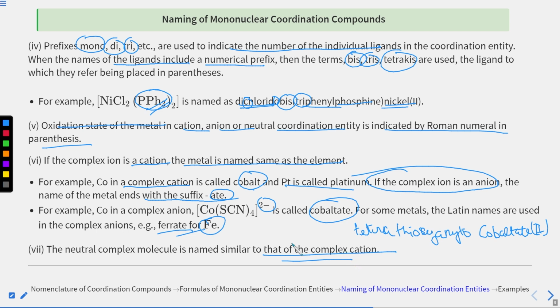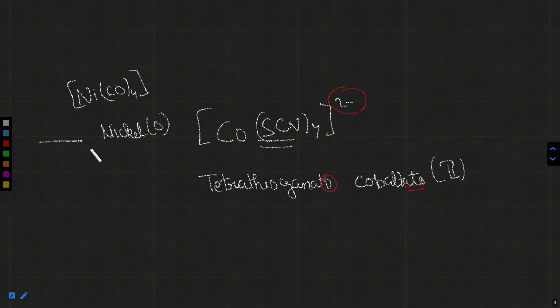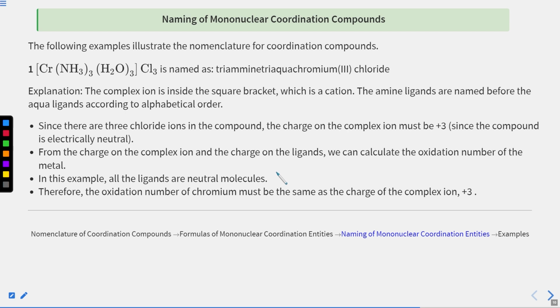So if it is neutral, we can have the example of Ni(CO)4. Overall, it has a charge of 0. So this is carbonyl, this is CO. Okay. So first we will write the name of the ligand, ending with nickel with a 0 oxidation state. Clear? Here will be the name of the ligand. So let us see some examples.